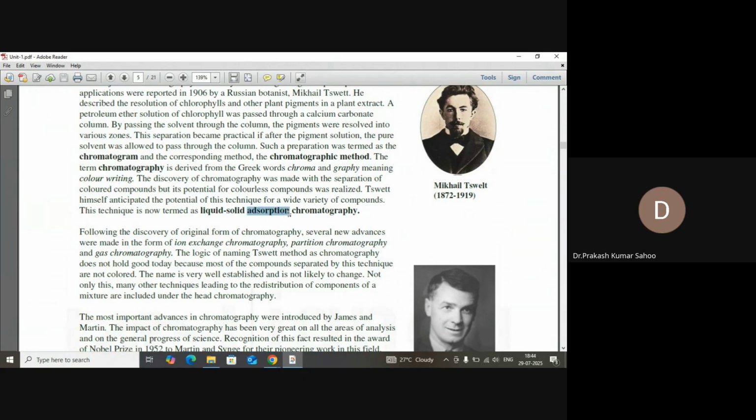Adsorption, what is adsorption? The settlement of solid particles or any particles on the surface of an adsorbent is known as adsorption. Like inside a trolley, we may say small packets of silica gel are there, which are used to absorb the moisture content inside the trolley. So this is the phenomenon of adsorption we have. The same phenomenon is used in liquid solid adsorption chromatography.